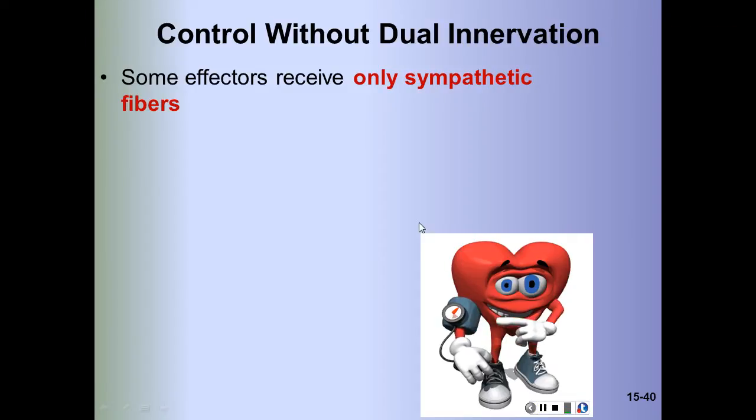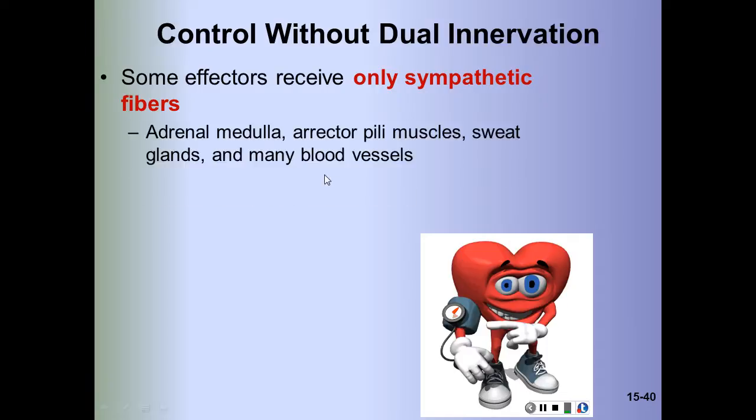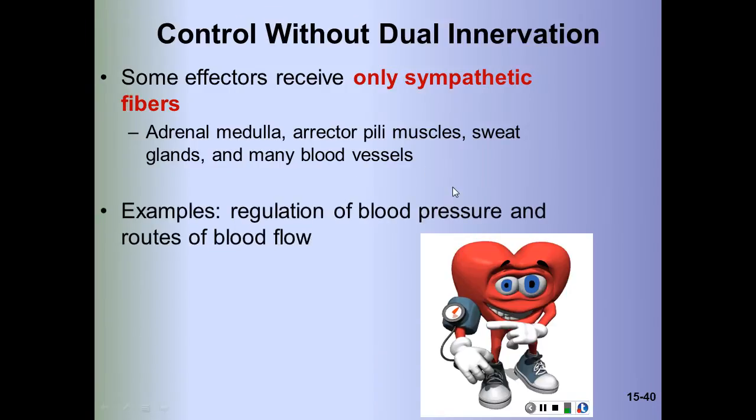Now, in some cases, the autonomic nervous system can produce opposing effects without dual innervation. So, some of them are just going to receive sympathetic fibers. Now, the adrenal medulla, the erector pili muscles, the sweat glands, and many blood vessels are only going to receive sympathetic fibers; these are just a few examples. The most significant example is the regulation of blood pressure and the routes of blood flow.